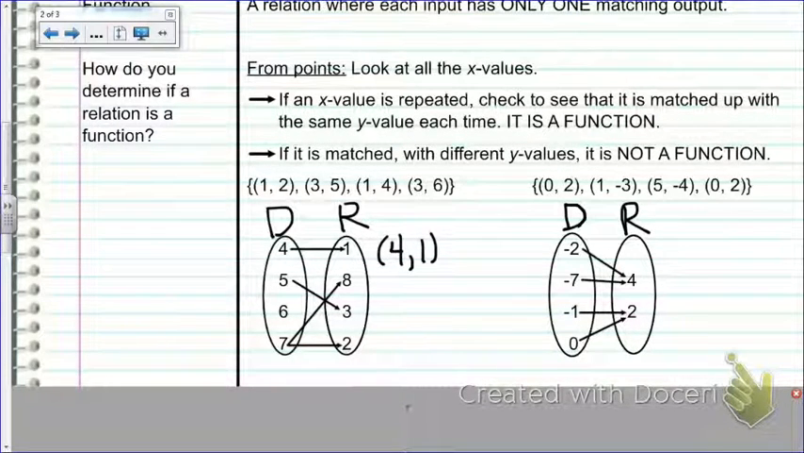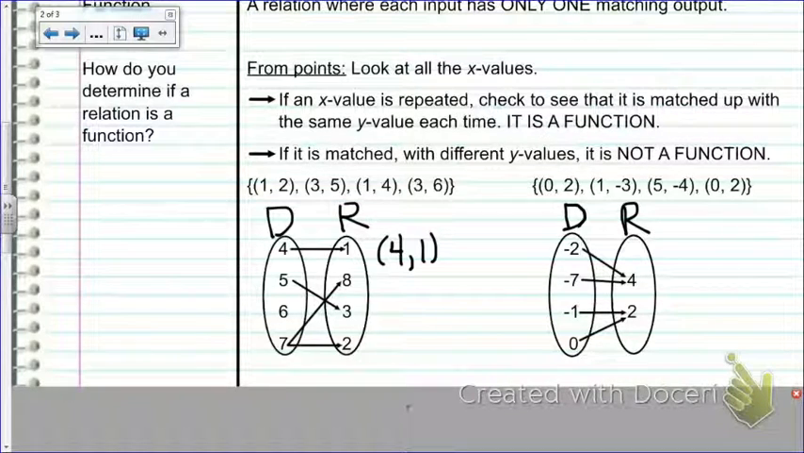So how do I determine if one of these mappings represents a function? It's the exact same thing. The x value cannot map to more than one y value. So let's look at 4. Is 4 mapped to only one y value? Yeah, to 1. What about 5? Is 5 mapped to only 1? Yes, 3. 6 doesn't map to anything. Don't ask me why. And then 7.